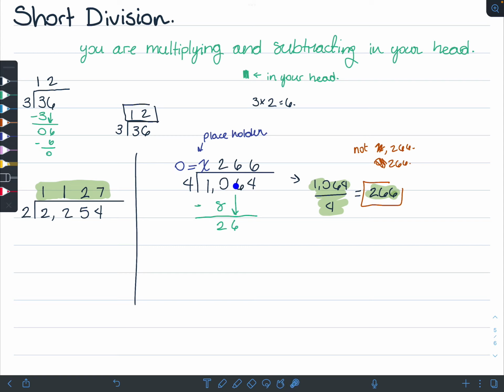4 times what number gives me 26, or close to 26? Well, 6 times 4 is 24. Subtract, the 2's cancel each other out. 6 minus 4, or 6 take away 4, we get 2 once more. Bring that 4 down, and now we have our new number, 24. And once again, 6 times 4 is 24. And that's it.